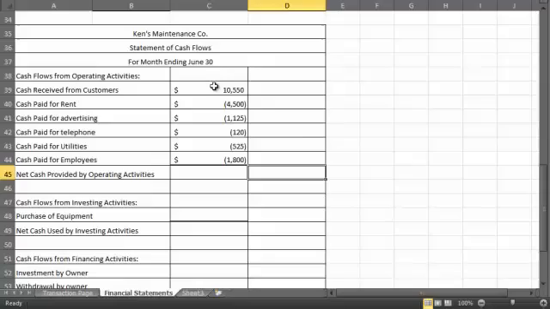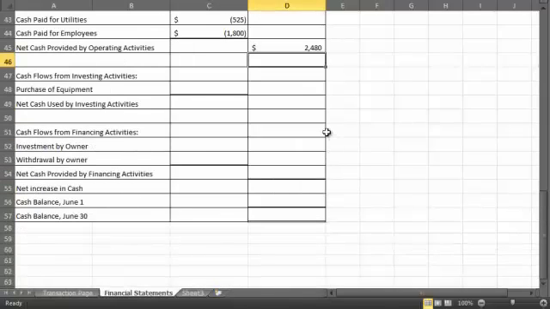And again, notice two-column statement. We're going to have several accounts that when we find the net amount of those added together, we're just going to put the total over here in this column. We find that we have a net cash that was provided by the operating activities of $2,480.